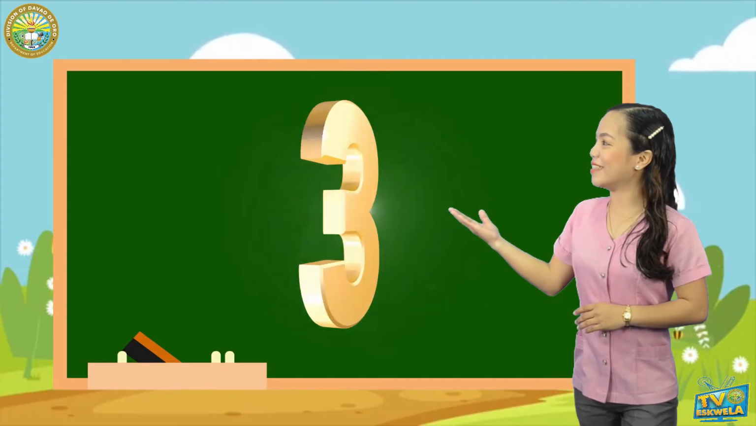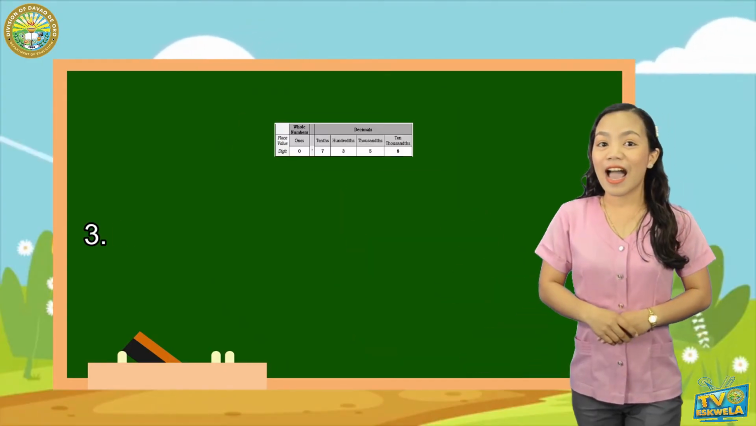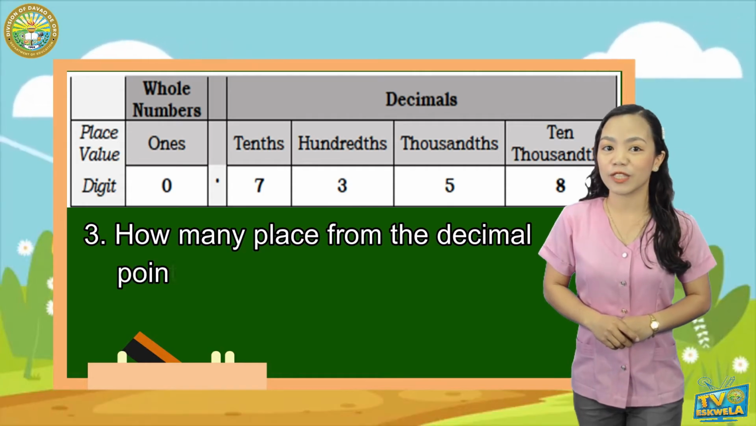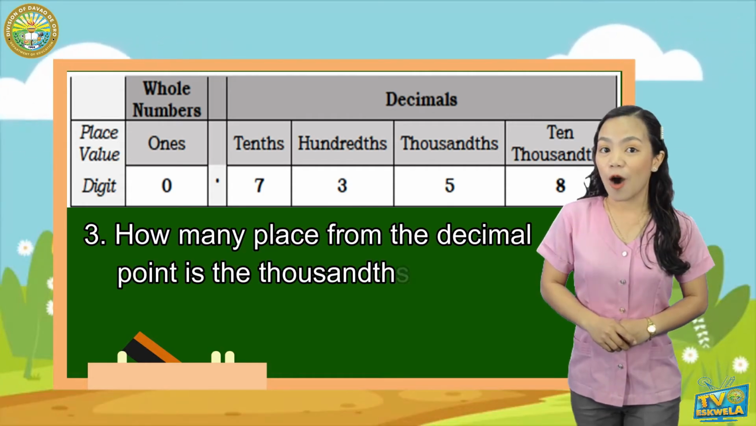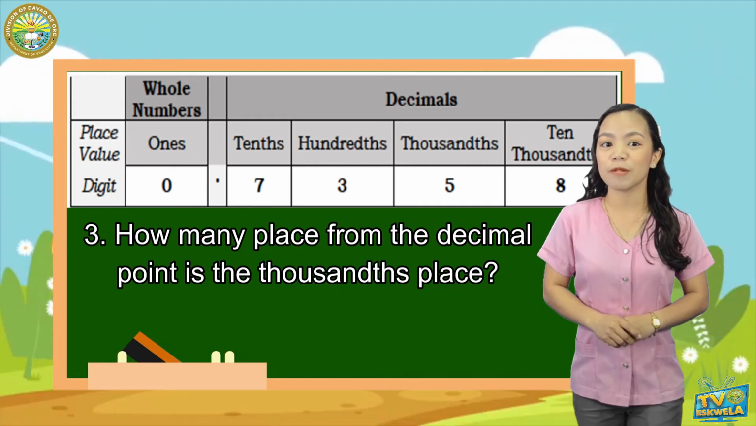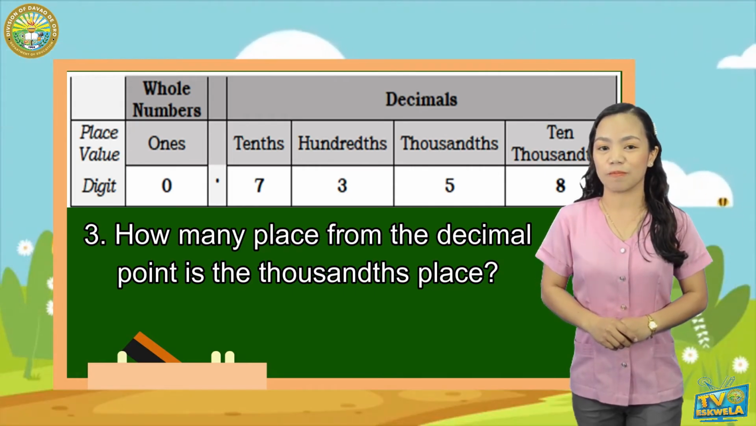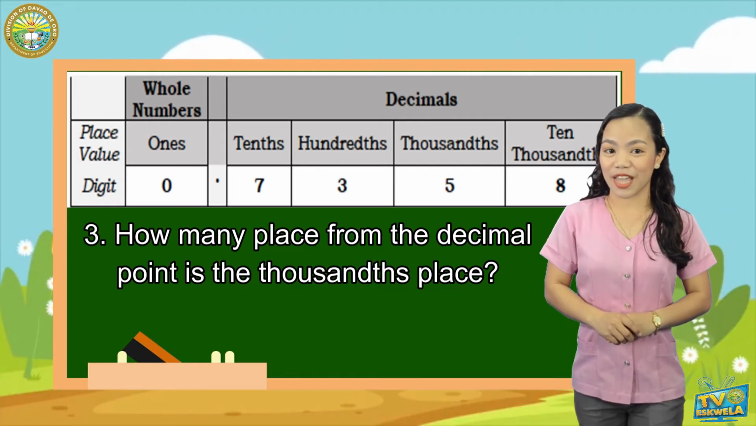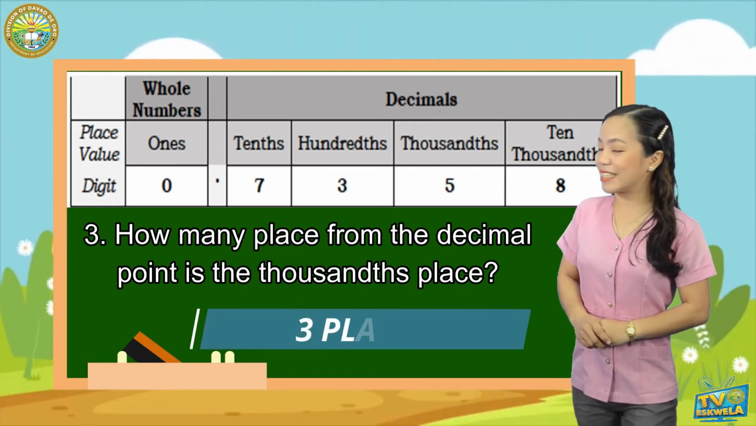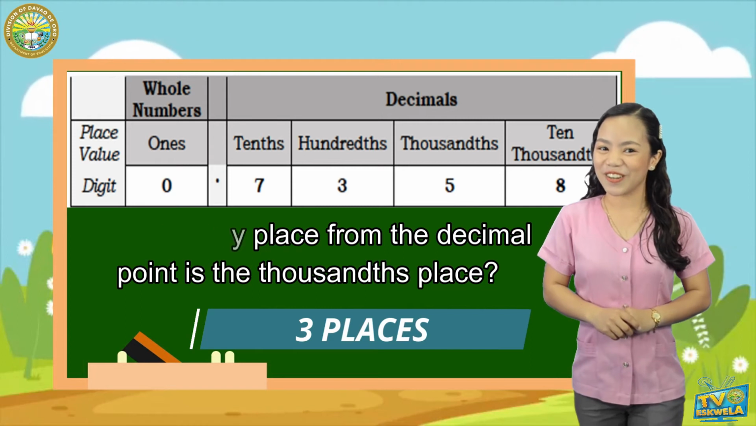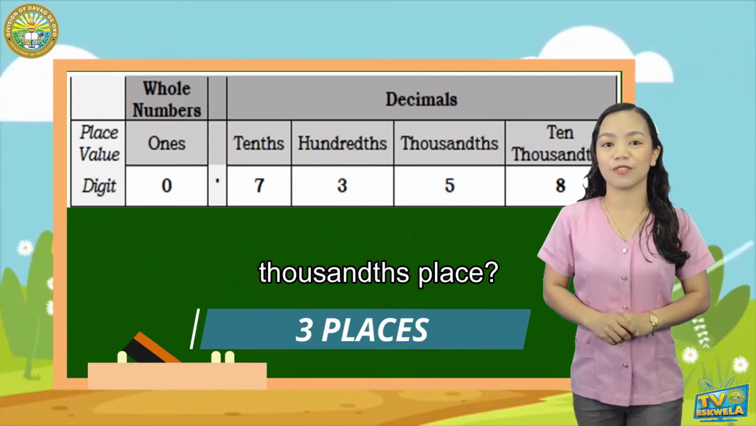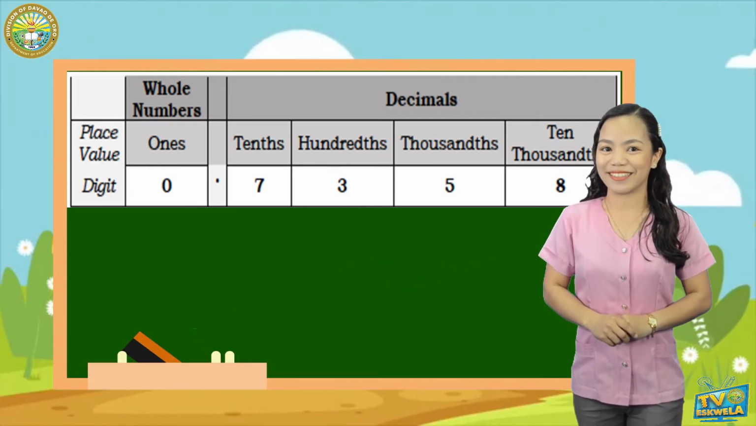Number 3. How many places from the decimal point is the thousands place? It says there 3 places. And it is correct. The thousands place is 3 places from the decimal point.